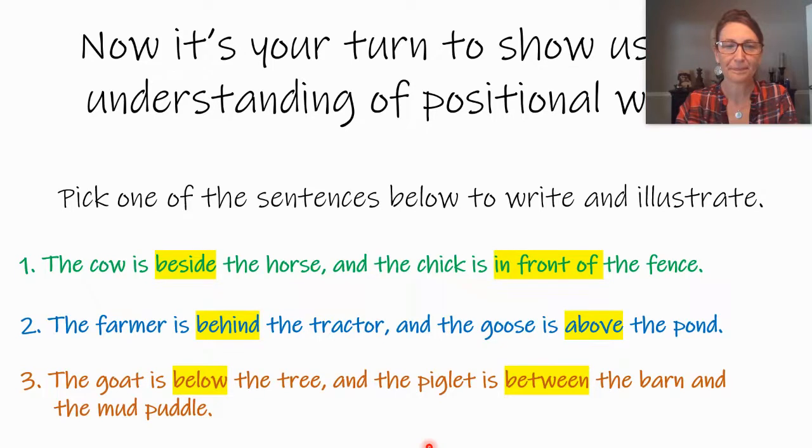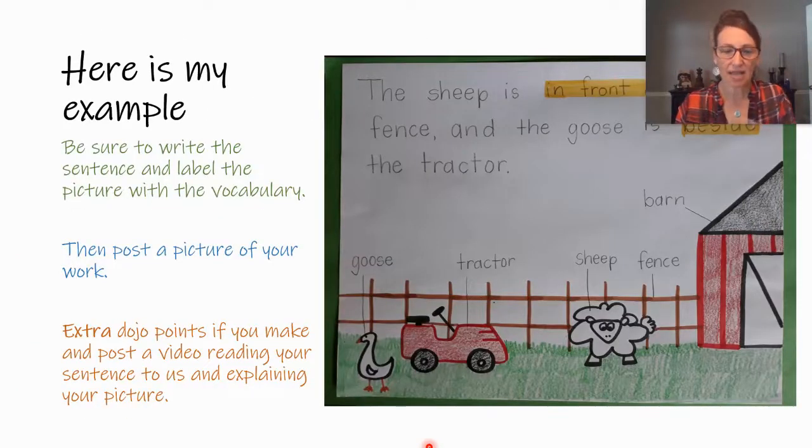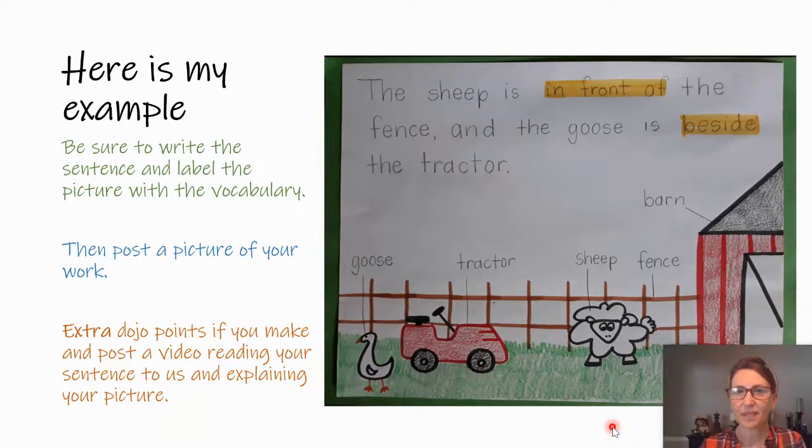Number three. The goat is below the tree, and the piglet is between the barn and the mud puddle. You would have to draw a goat below a tree and a piglet between a barn and a mud puddle. Here is my example. I picked a completely different sentence so that you guys wouldn't use mine. My sentence says, the sheep is in front of the fence and the goose is beside the tractor.